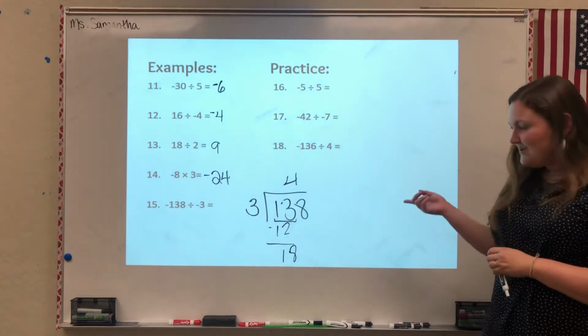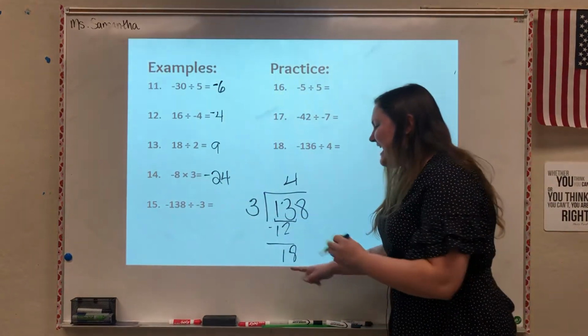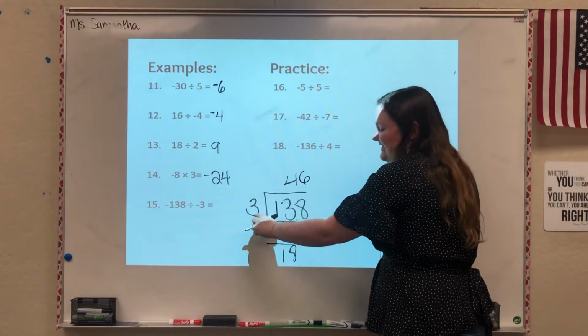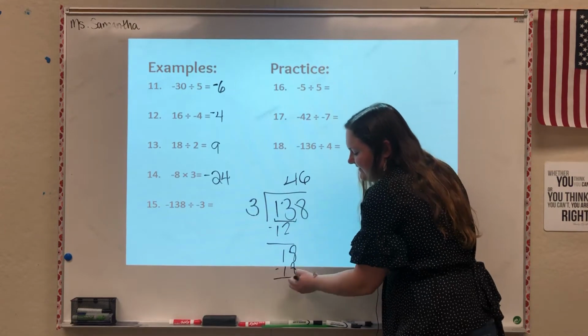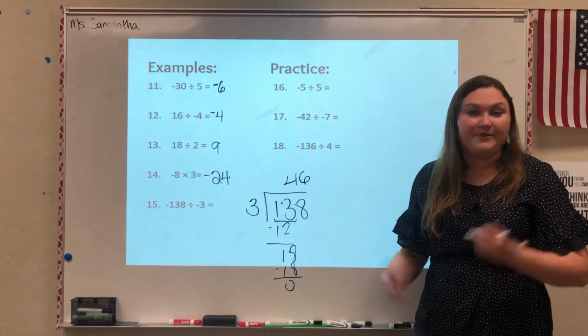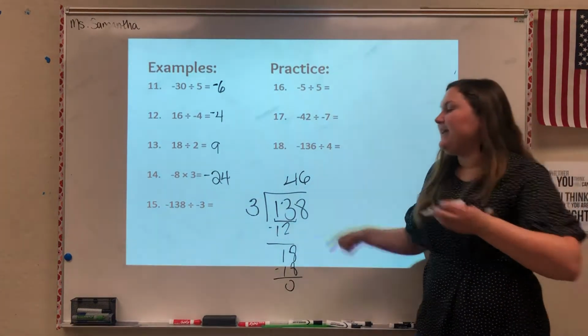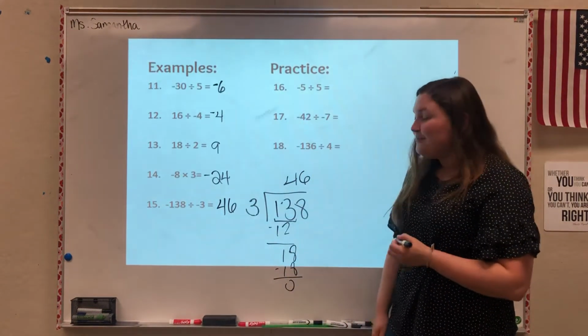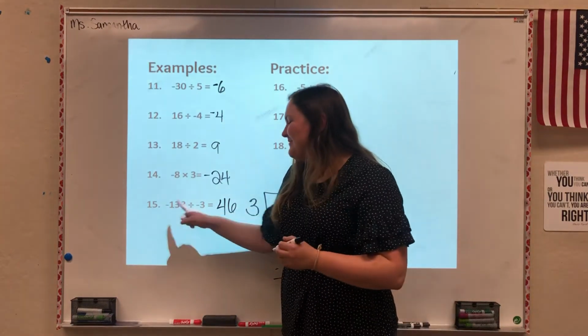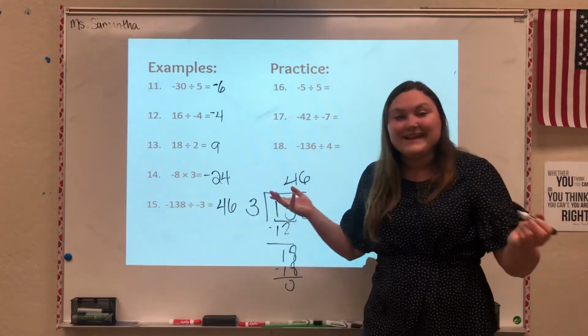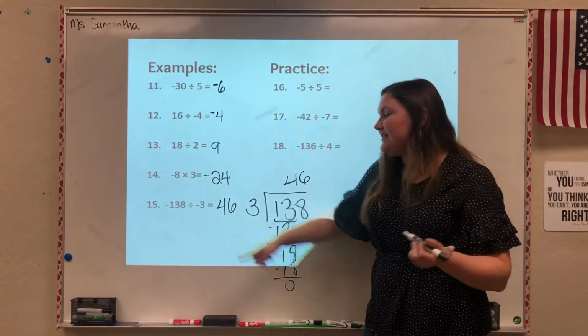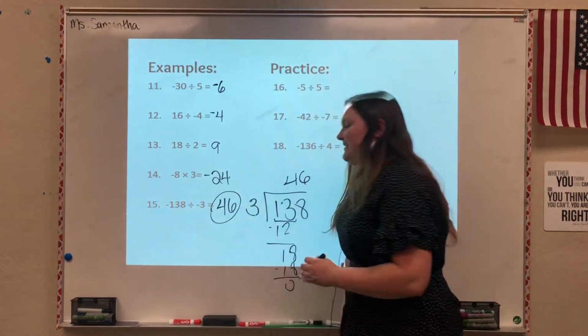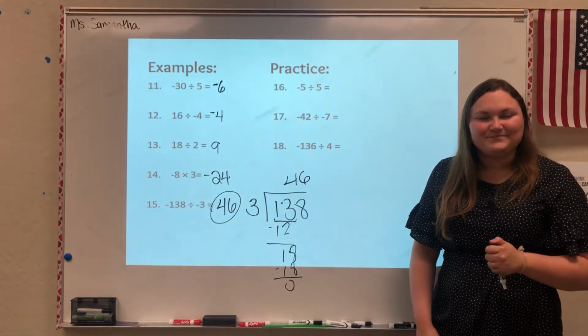Well, if I finish up our division, 3 goes into 18 6 times. 6 times 3 is 18. That tells me that the remainder is 0, or there is no remainder. So we get 46 for our answer. Did you check your signs? I hope so. Here we've got 2 negatives. When you're dividing and the signs are the same, that means your answer is positive. So we get our answer of positive 46.